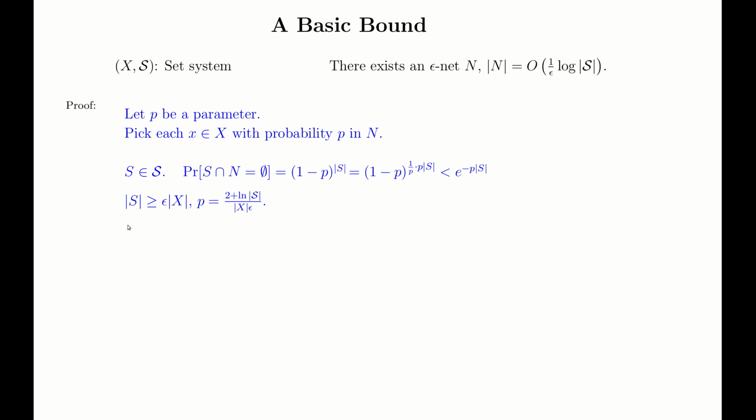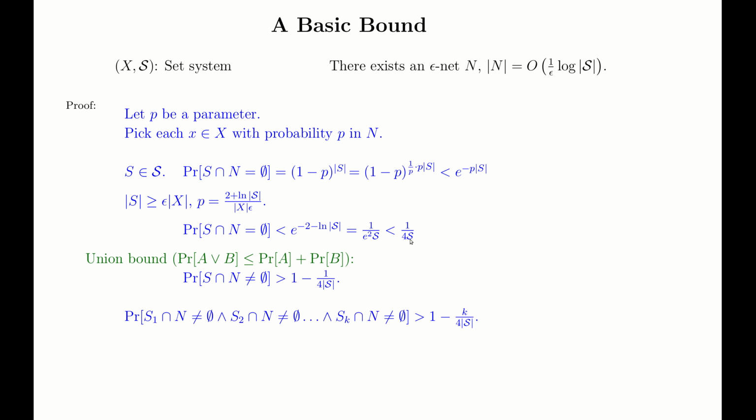Now we plug in our parameters. Imagine S is big. Then we put this value for the probability. If we do the calculation, it follows that this probability is smaller than 1 over the size of the set system. Now we use the union bound.